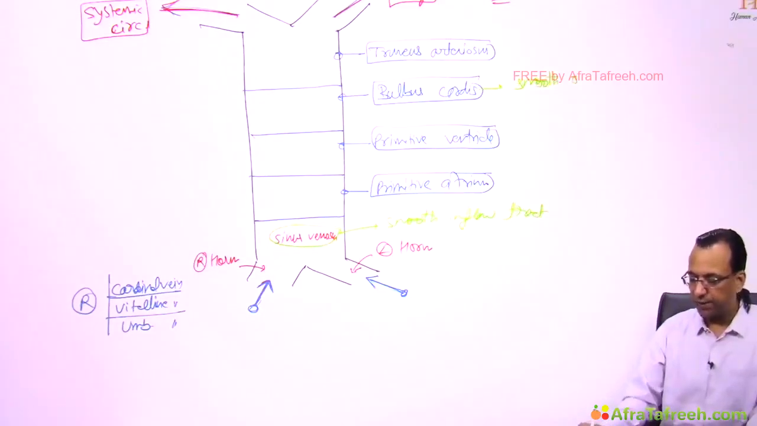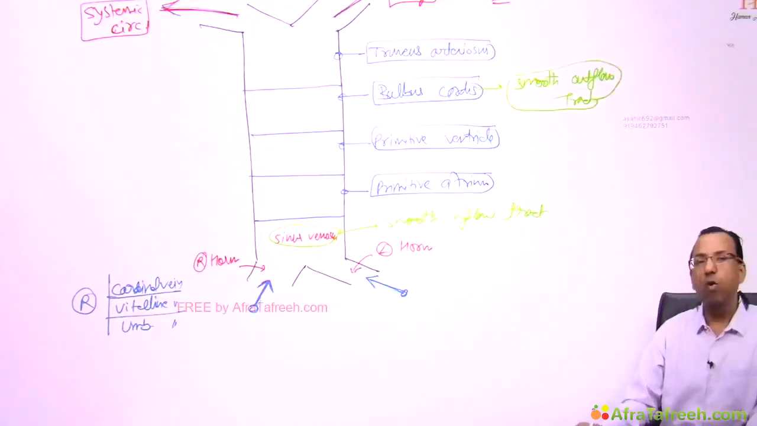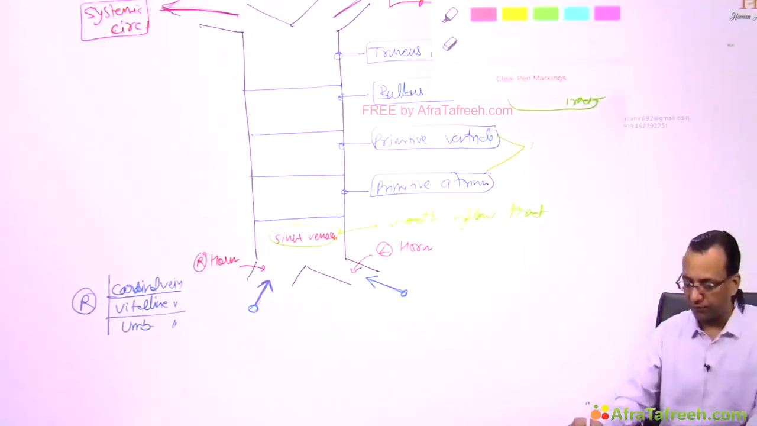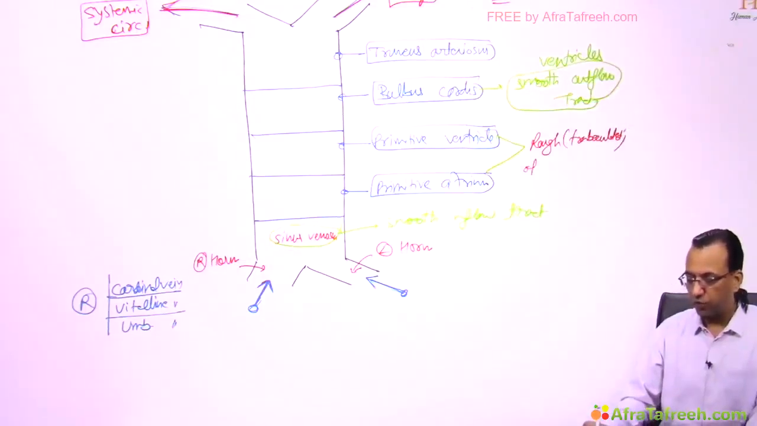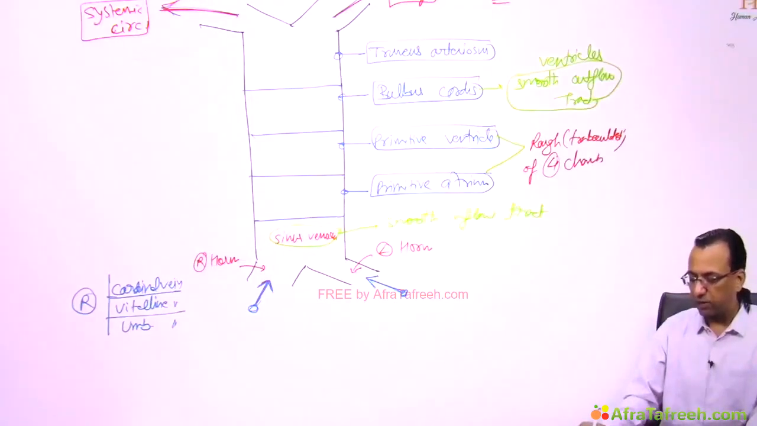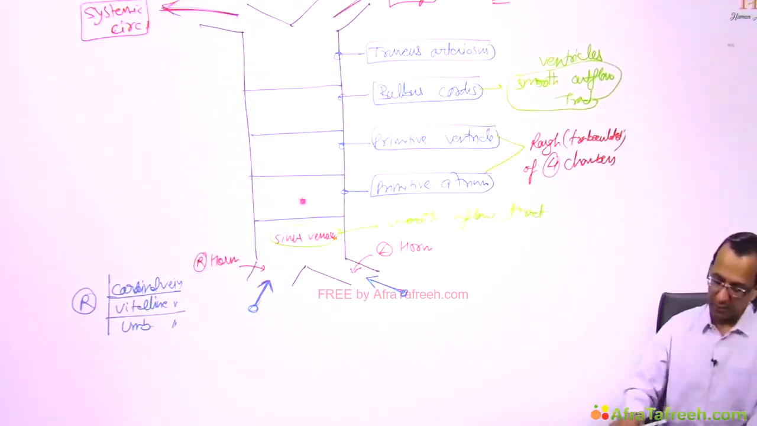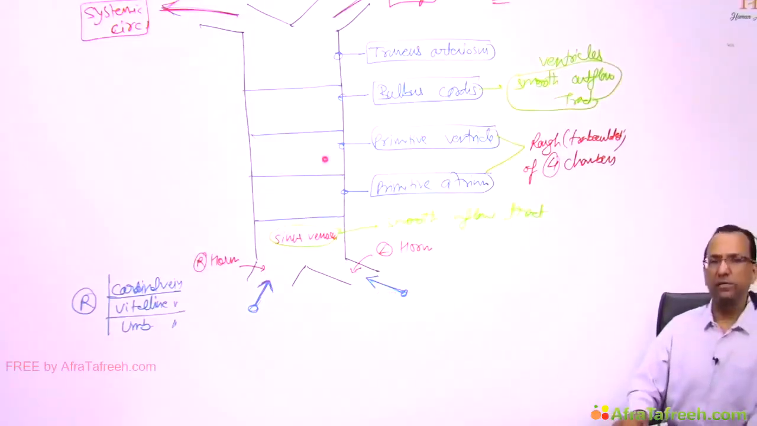When you say it is the smooth outflow tract, it means it will form the smooth part of the ventricles. If it is forming the smooth part of the ventricles, then who is forming the rough part? Primitive ventricle and primitive atrium will form the rough and trabeculated portion. Rough and trabeculated portion of what? Of the 4 chambers of the heart. If you say 4 chambers, I can see only 2. How will they become 4? Because I see there is a primitive atrium and a primitive ventricle. Later some septum will develop, and then there will be 4 chambers.